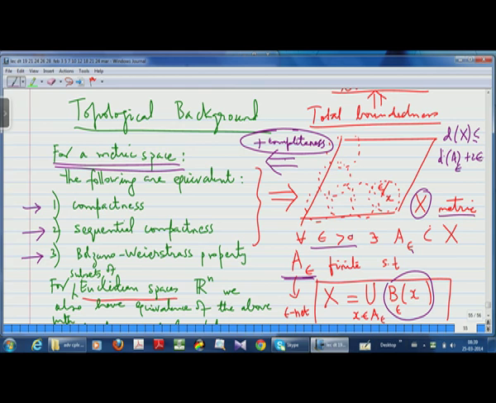So to check that something is compact, if you have a subspace of a metric space, all you have to check is, well, now you have one more condition: you check it's complete, that means you check that every Cauchy sequence converges, and you check that it is totally bounded. So this is another thing which helps.